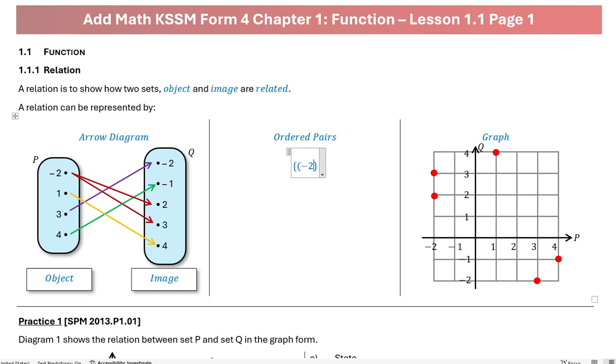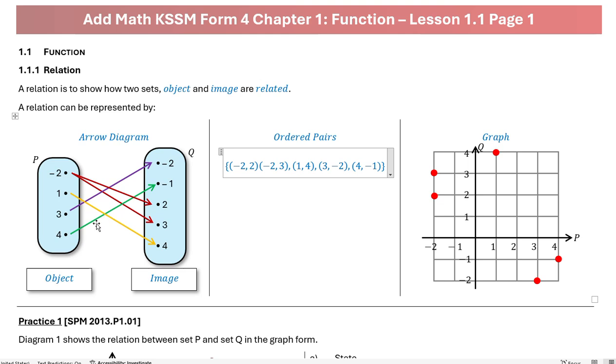The first pair, object -2 and image is 2. The second pair, object is -2 and image is 3. The third pair, object is 1, image is 4. The fourth one, object is 3, image is -2, the purple one. And the last one, object is 4 and the image is -1.